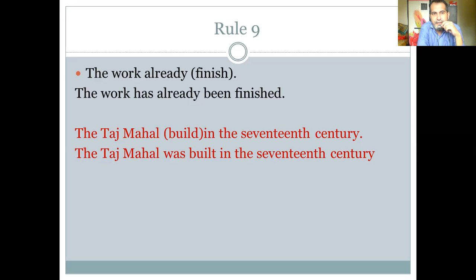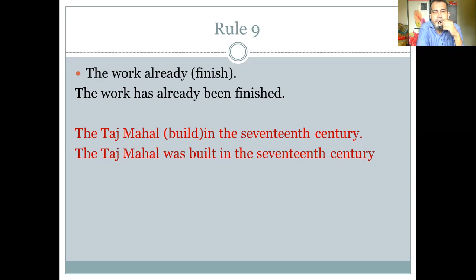So what is done? The Taj Mahal has been done. The Taj Mahal has been built. So this information is more important here rather than the doer or the builder of the Taj Mahal. How many people built that Taj Mahal is less important here. The prominent information is about the Taj Mahal. That's why this comes to the front.